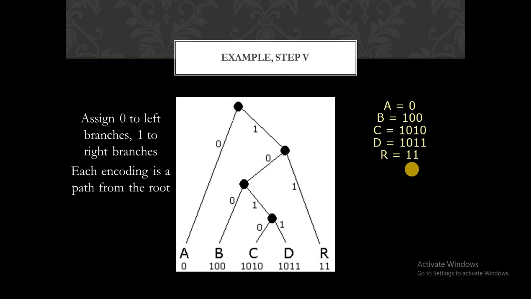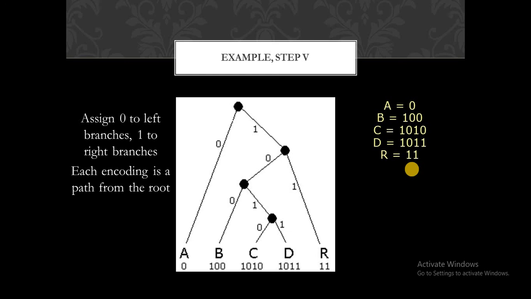Why is it 100? Because start from the root node, then you need to traverse the right side. The right branch is associated with value 1. Next, to reach leaf node B, you need to traverse the left side. The left branch is assigned with value 0. So that is 0. Next, traverse the left side again, so that is 0. So to reach leaf node B, we start from the root node, then traverse right, then left, then again left. That's why it is 100.